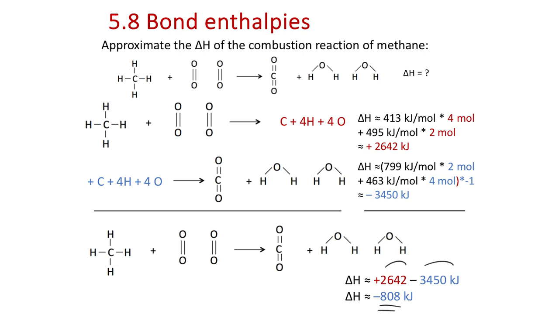So again, this is the only section in this chapter where we're approximating anything. Everything else is a direct calculation. Nothing else in this chapter was an approximate enthalpy. This is an approximate enthalpy, but it's a pretty good approximation, and it lets us see the idea that we're breaking weaker bonds and forming stronger bonds. That's a property of an exothermic reaction. The opposite of that, breaking stronger bonds and making weaker bonds, would be a property of an endothermic reaction.